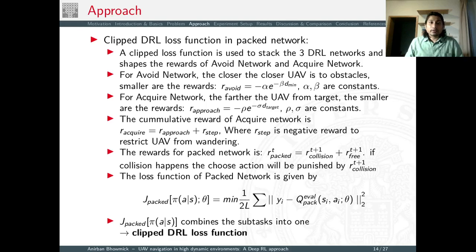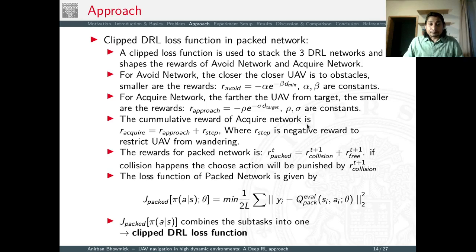The clip loss function that we have as the third layer is used to combine the results of the two networks, the avoid network and the acquire network. For the avoid network, we get a reward which is measured by how close it is to the obstacles. So the closer to the obstacle the UAV is, the less the reward. Similarly, for the acquire network, we calculate how far it is from the target. So the further the UAV is from the target, the lesser the reward.